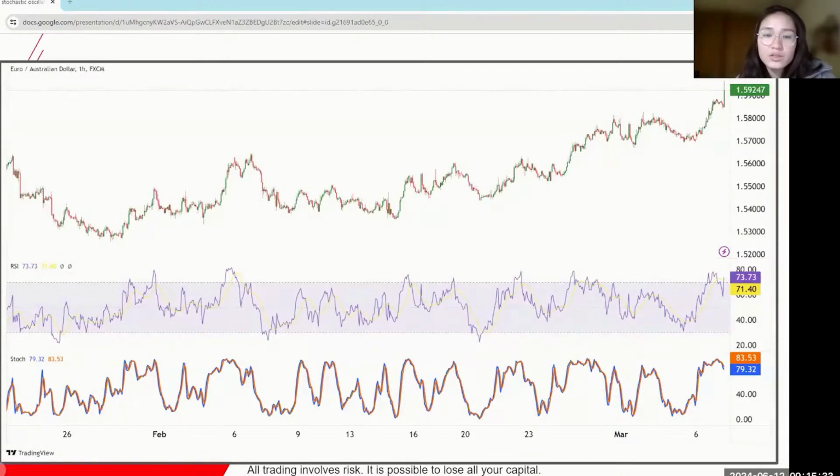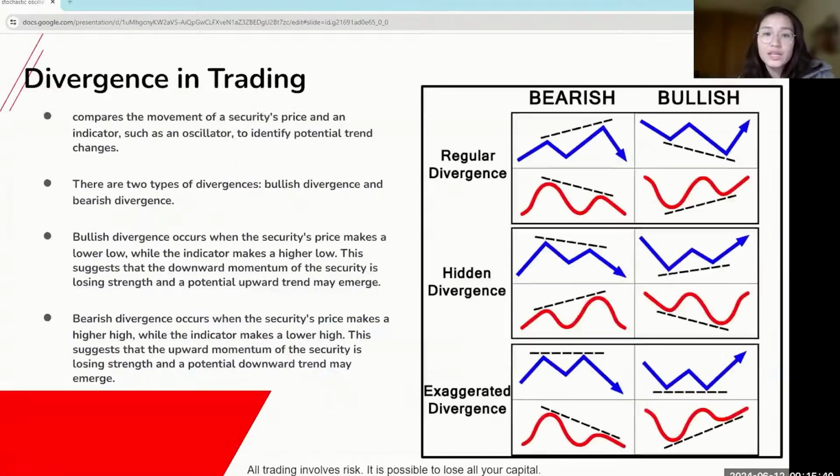Okay, now let's get into one of the biggest strategies that we use for stochastic and RSI, and that is divergence. So divergence in trading is basically a technical analysis concept that compares the movement of a security's price and an indicator, such as an oscillator that we're talking about here, to identify potential trend changes. So there are two types of divergence, your bullish and your bearish divergence.